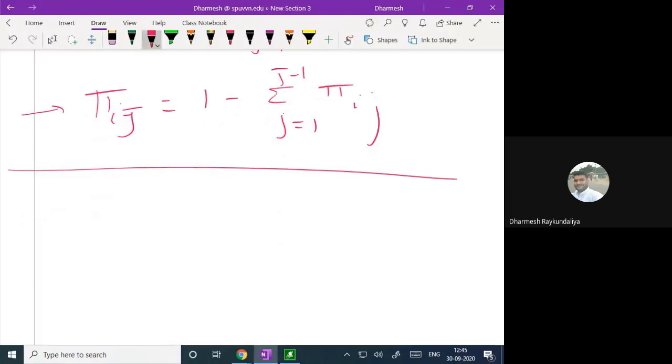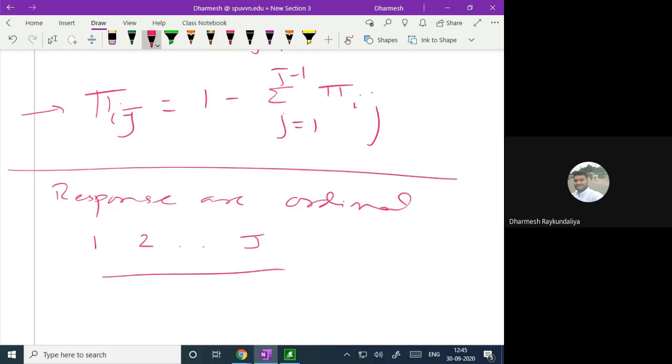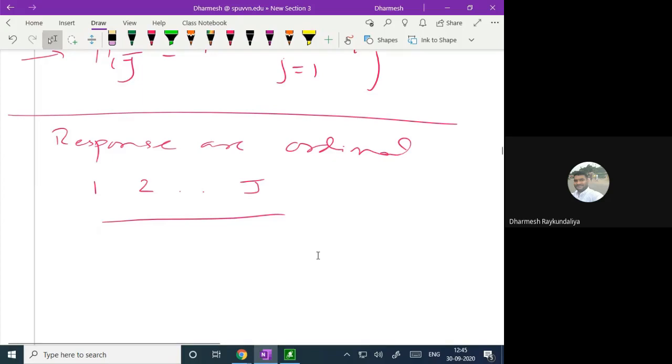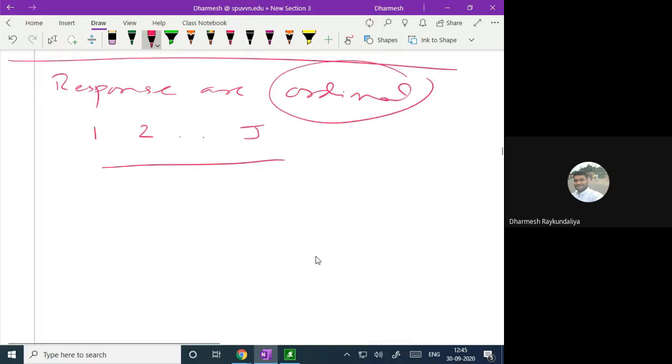Okay. Now, if your responses are ordinal, then of course the categories 1, 2, 3, up to J are there, but they have some connection. They are ordinal in nature. That means the second category depends on the first, the third depends on the first and second, likewise. So when the categories have some magnitude of association, we cannot use the multinomial logit regression, because we have extra information, they are ordinal in nature. So to deal with that, instead of the probability, we will calculate the cumulative probability.